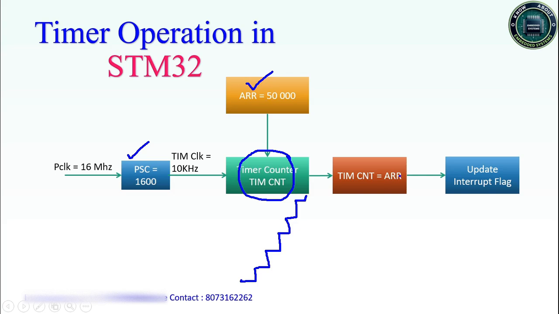Whenever both are equal, you can see at this point, whenever the timer counter is equal to ARR. For example, in this case, we're using 50,000. Whenever the timer counter reaches the 50,000 value, then the compare condition will exist, or you can say the overflow condition will exist, and it's going to update the interrupt flag in the timer status register.